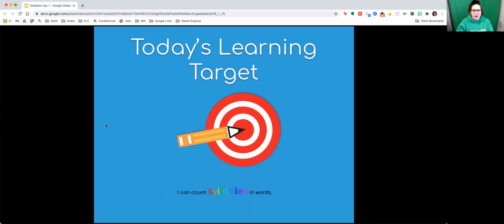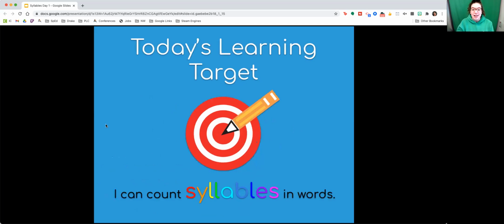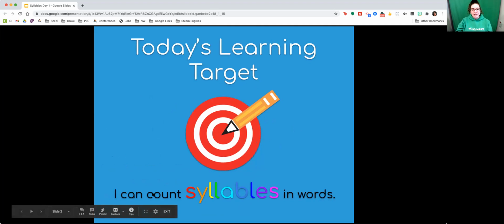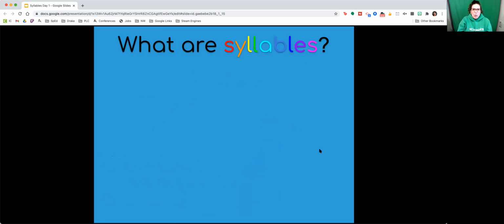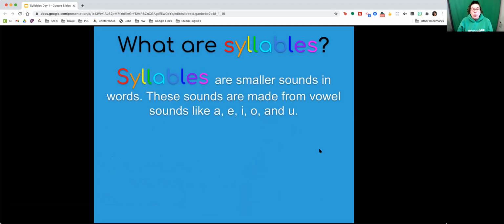What? It sure does. So today's learning target is I can count syllables in words. Read that sentence with me at the bottom. I can count syllables in words. So, what are syllables exactly? Well, syllables are smaller sounds in words.